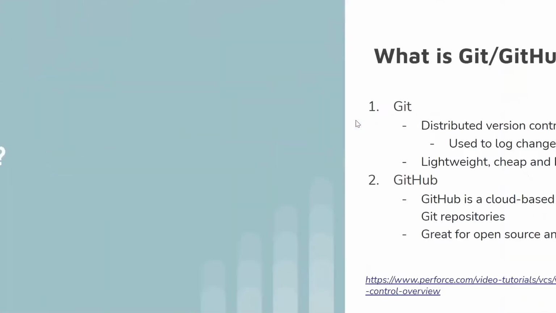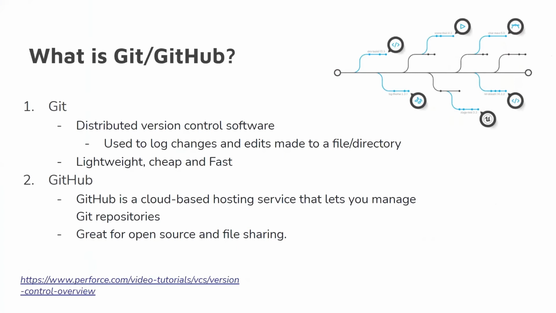So first and foremost, what is Git? Git is a version control software that is used to log changes and edits made to a file directory. It is super cheap, lightweight, and really fast. The notion of Git is similar to Google Drive and Google Docs, where you can see previous versions of a presentation or a document. That's super helpful, especially when you're working with a large amount of code and a lot of different members.